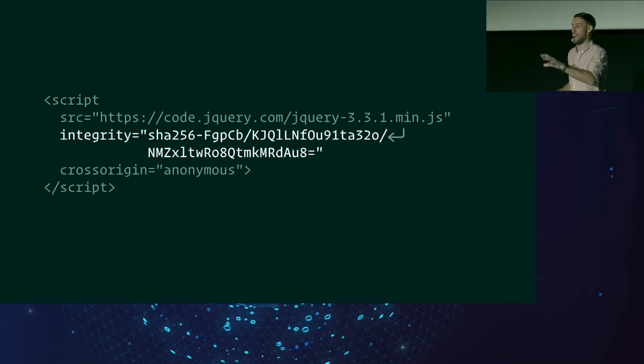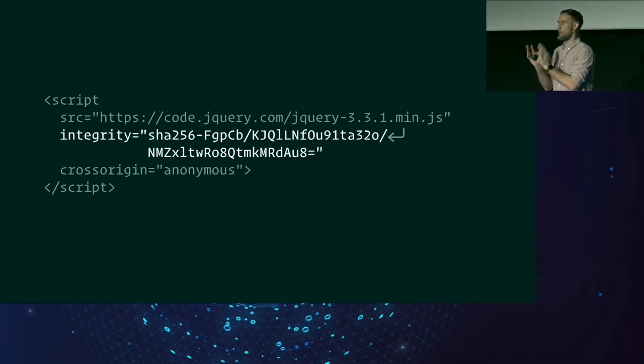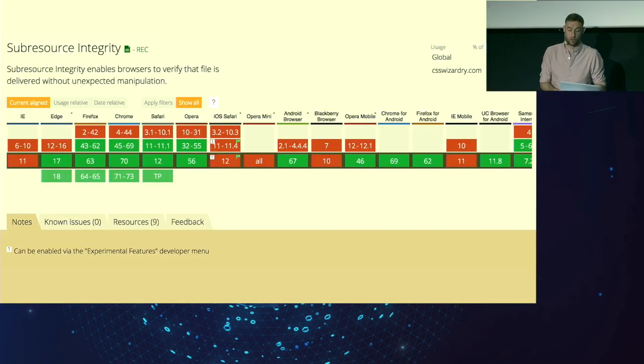So what you can do is take a hash of jQuery 1.2.3, stick it in the integrity attribute, and the browser will make sure that the file you've requested matches the hash you were expecting. SRI, again, pretty good browser support, so might as well use it immediately. Last thing, I promise.